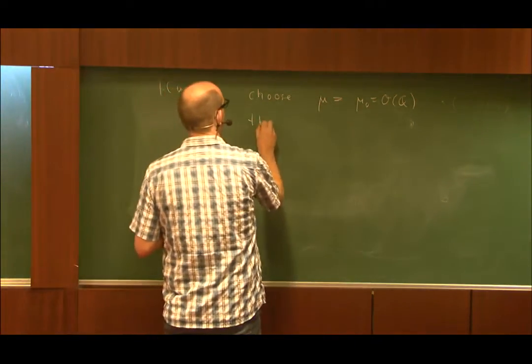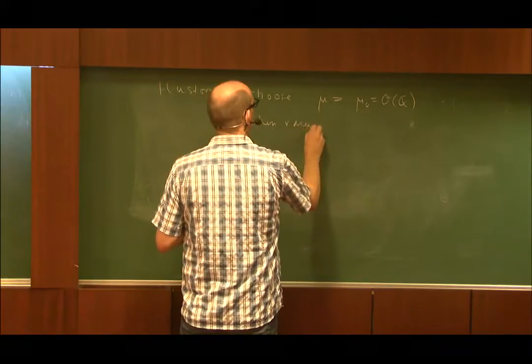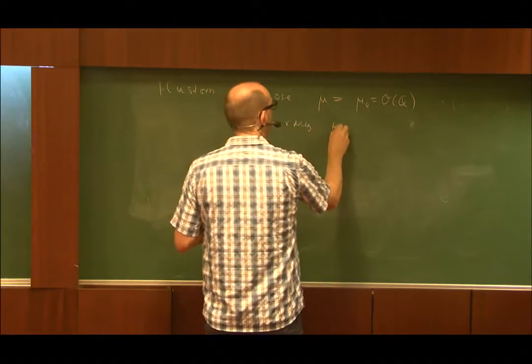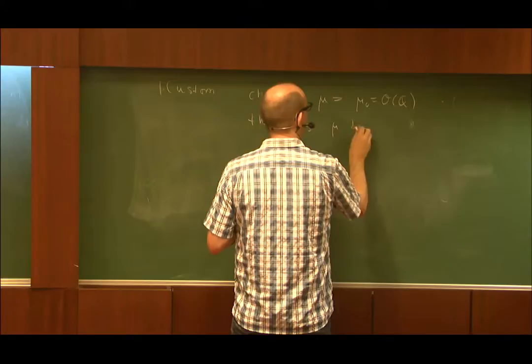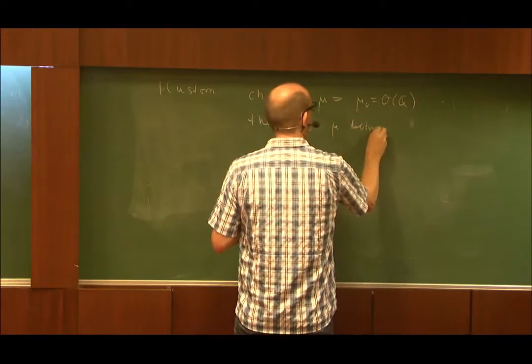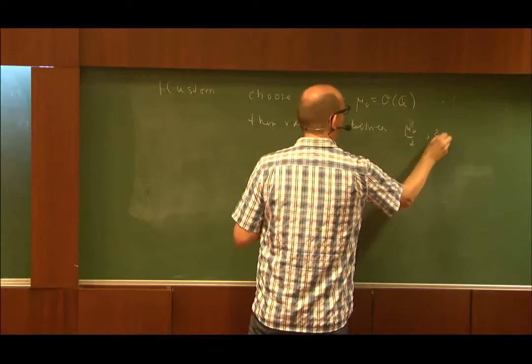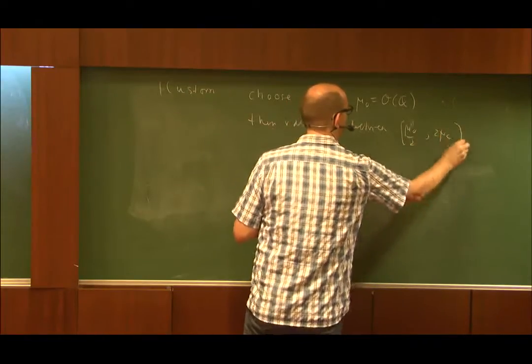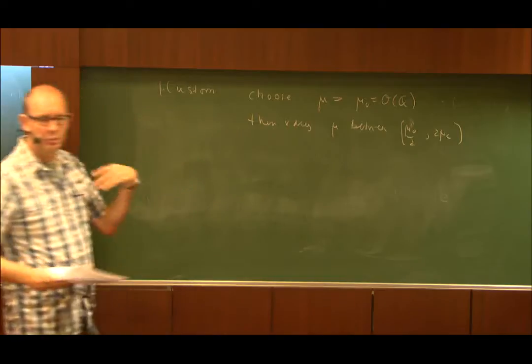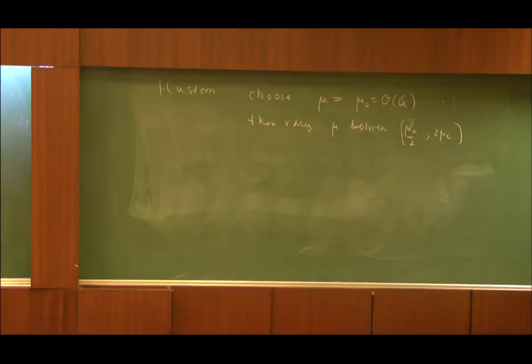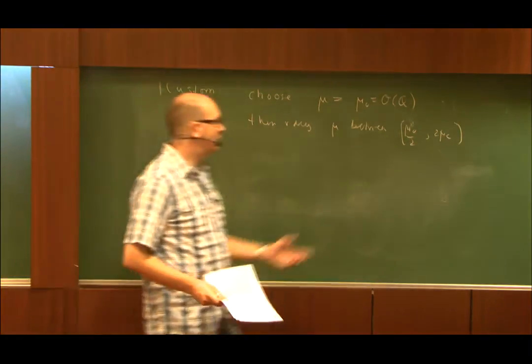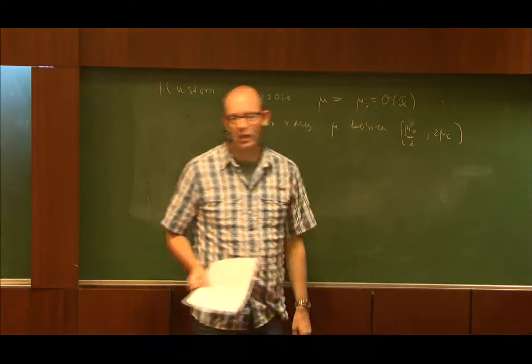Then vary mu around, between mu 0 over 2 and 2 mu 0. So you pick your value of mu 0 and vary it between those two values. Why 2? Convention. There's no good reason. 3, some people 5. This somehow has emerged as a convention.